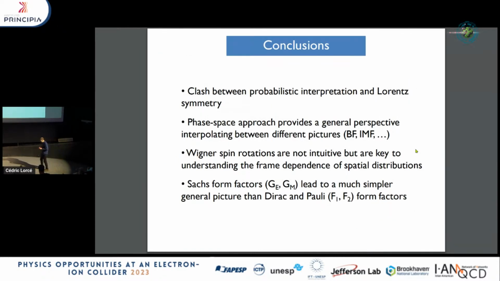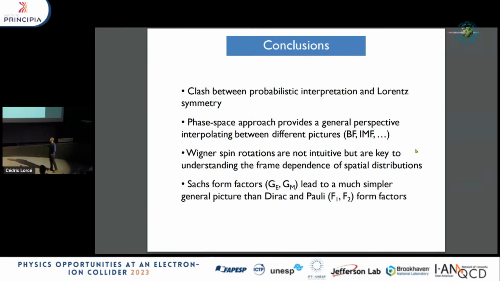So this brings me to the conclusion. So really the takeaway message is the following. There's a fundamental clash between a probabilistic picture and having the Lorentz group or Lorentz symmetry. So I propose to work in a phase-space approach. So I relax the probabilistic interpretation. I only require a quasi-probabilistic interpretation. But with that, I can really consider any frames, and then I find a way to interpolate between the Breit frame and infinite momentum frame and see how the different pictures are connected to each other.